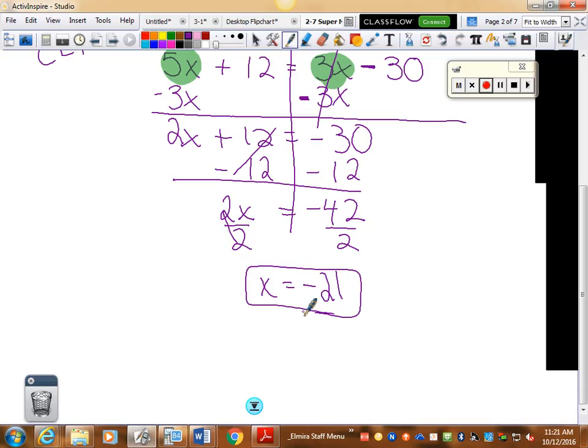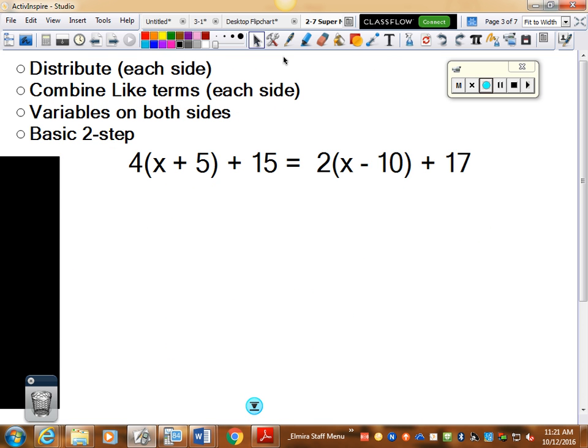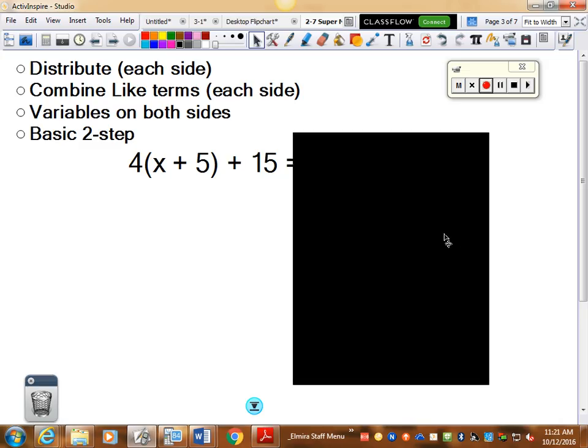Let's do that one more time. Like I said, I tend to focus on one side of the problem at a time. So let's see, I see a distribute that I have to do. That's what's first. 4x plus 20, and then bring down the plus 15. Then I'm going to look for some, that's distributing.